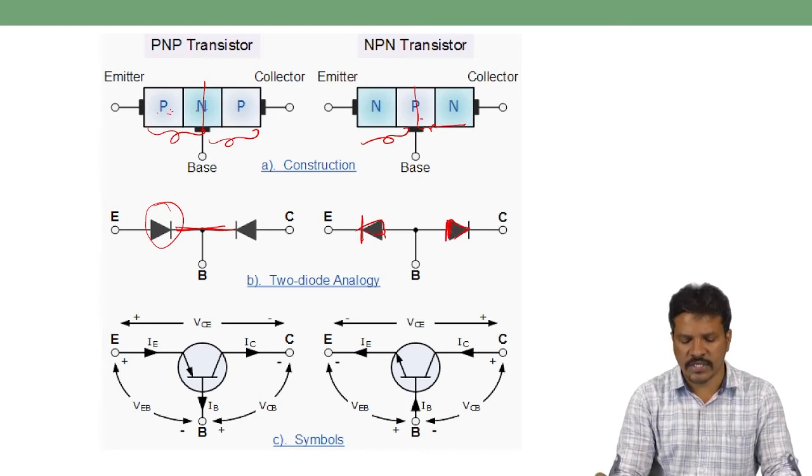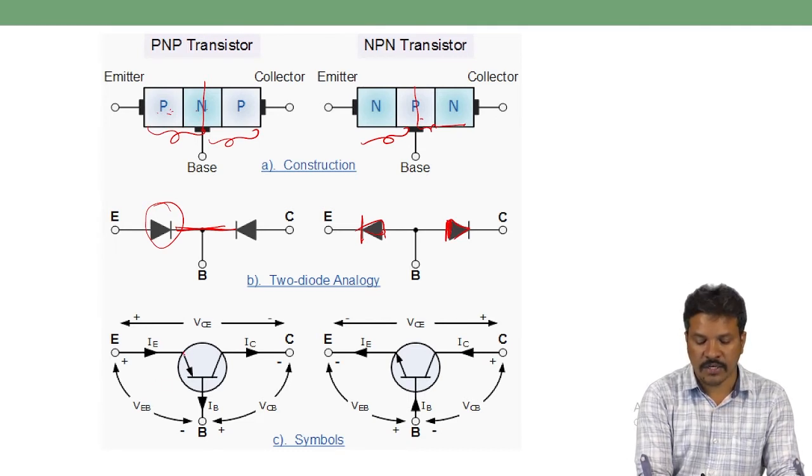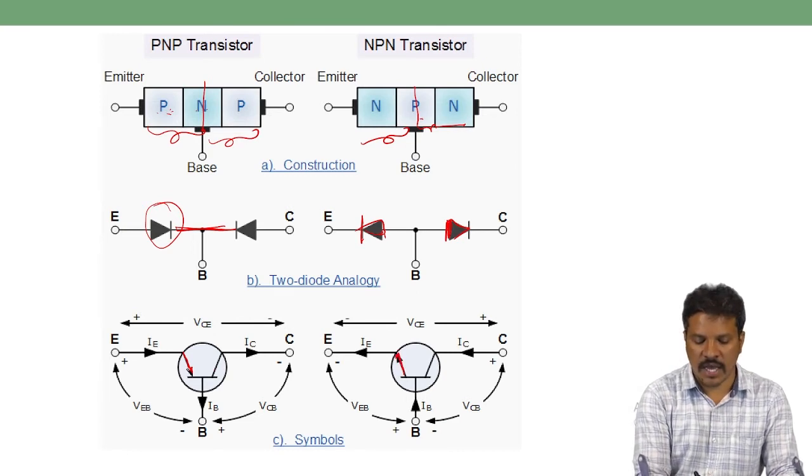Okay, when we see the transistor symbols, whether the arrow direction is towards the device or away from the device, if the arrow is towards the base terminal, then it is called a PNP transistor.